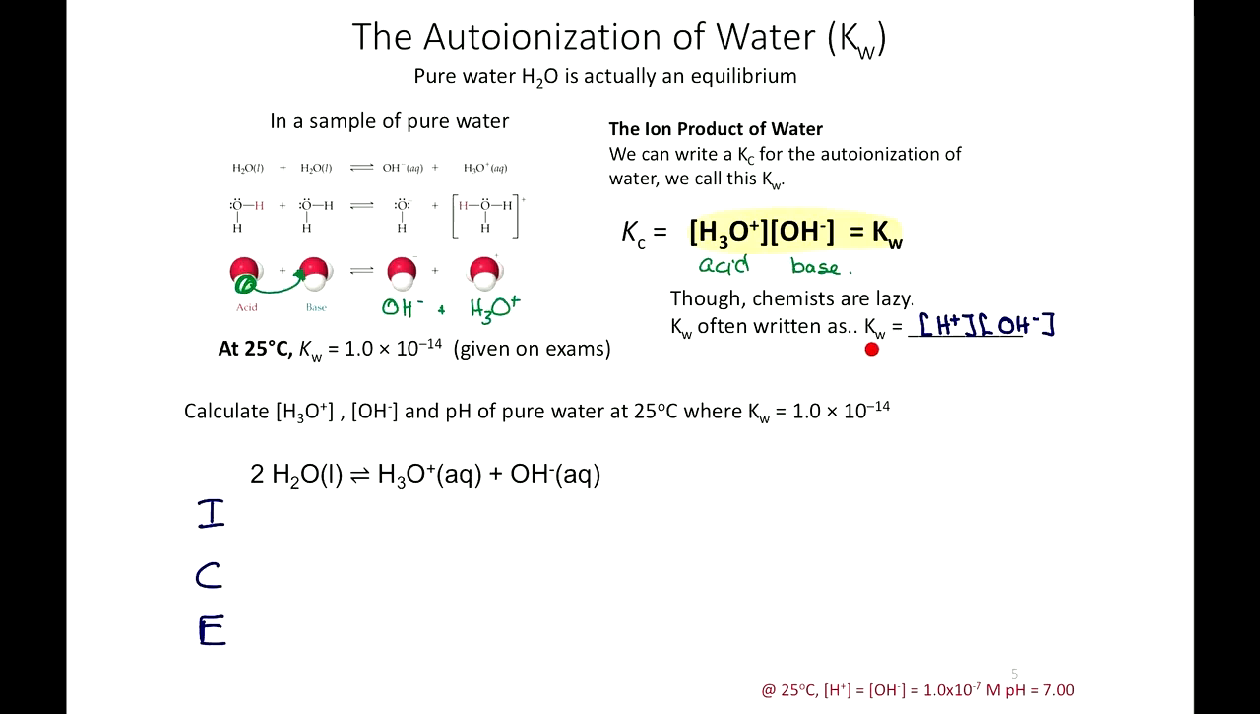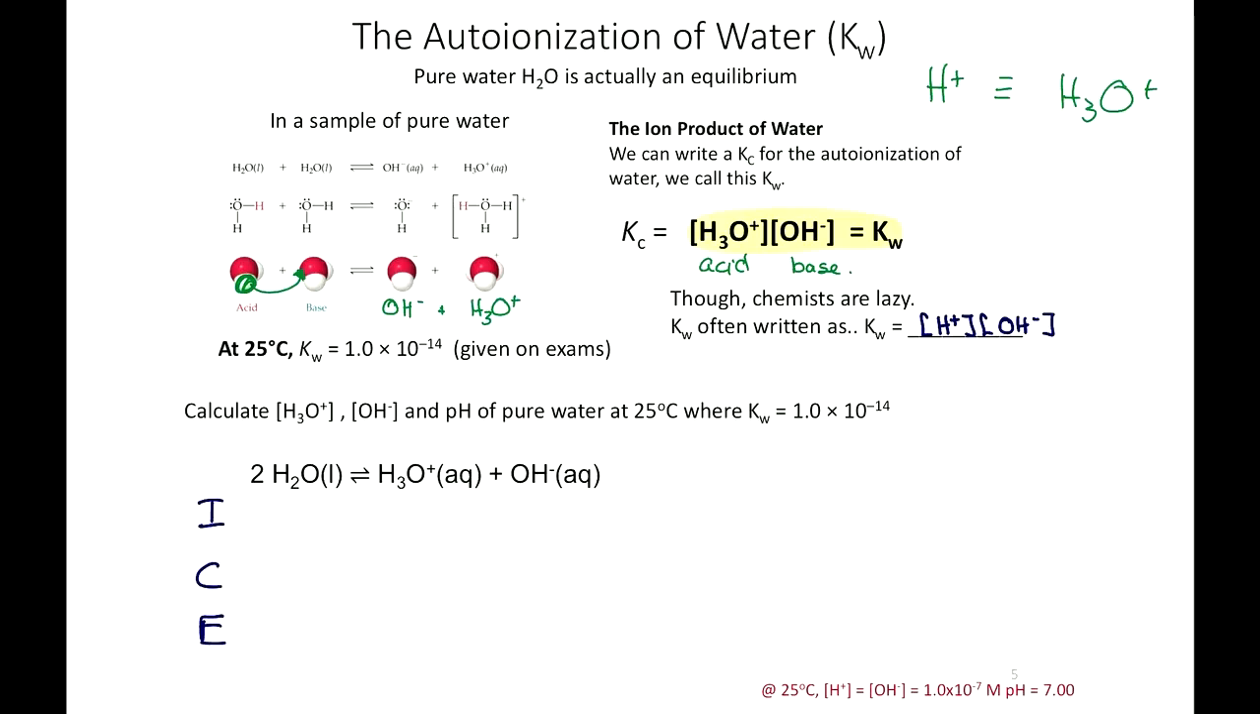Chemists are oftentimes lazy and will write it this way, where Kw equals H plus times OH minus concentration, just because it saves us a couple of letters to write. But in this case, you can just think of H plus as basically the same thing as H3O plus, hydronium. They're basically the same thing. Just know that H plus doesn't exist; it's always actually attached to a water.